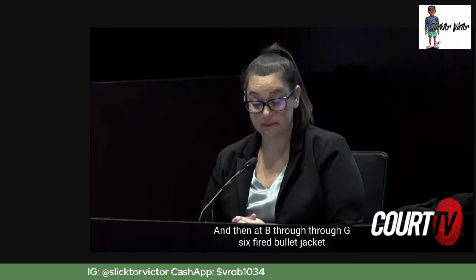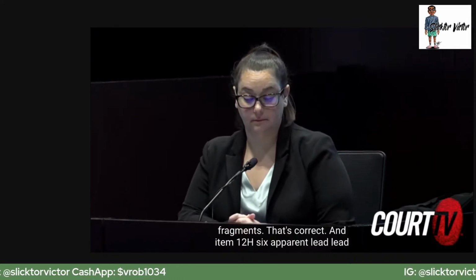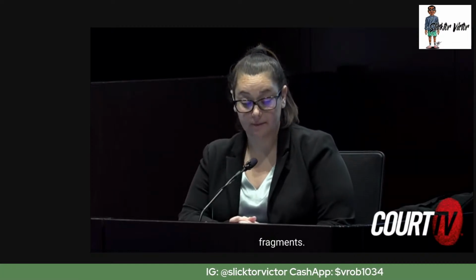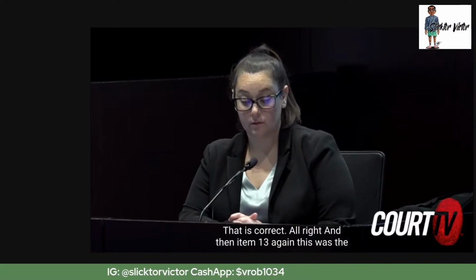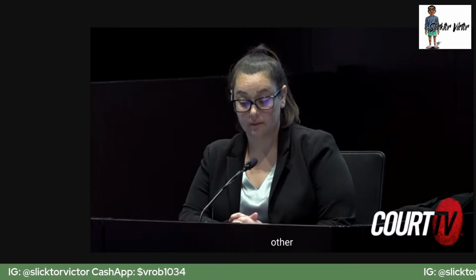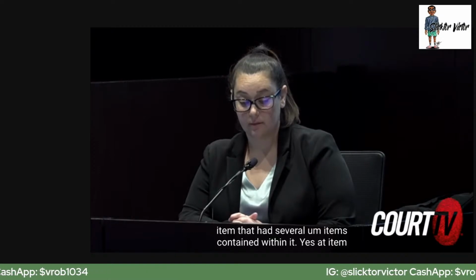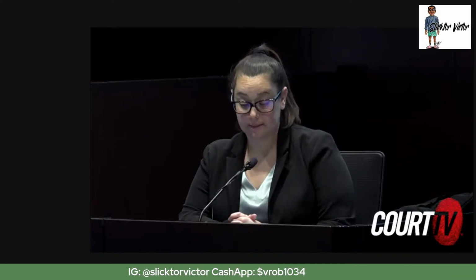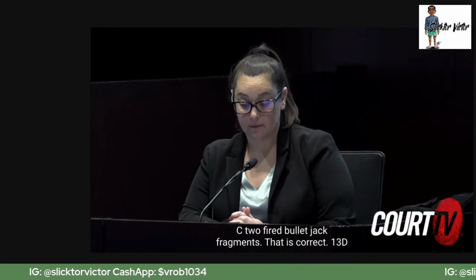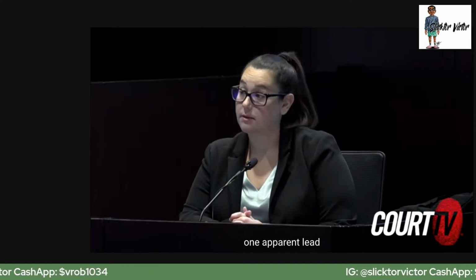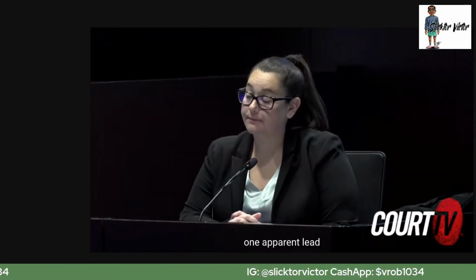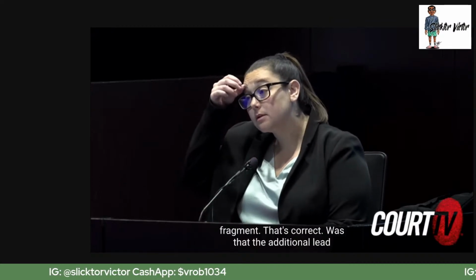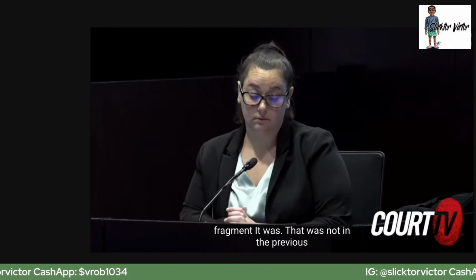That is correct. And then item 13, again, this was the other item that had several items contained within it. Yes. At item 13A, one fired bullet jacket. That is correct. Items 13B and 13C, two fired bullet jacket fragments. That is correct. 13D, one apparent lead fragment. Yes. And then 13E in bold, one apparent lead fragment. That is correct. Was that the additional lead fragment? It was. That was not in the previous report? That is correct. All right, and it was of no comparison value? That is correct.